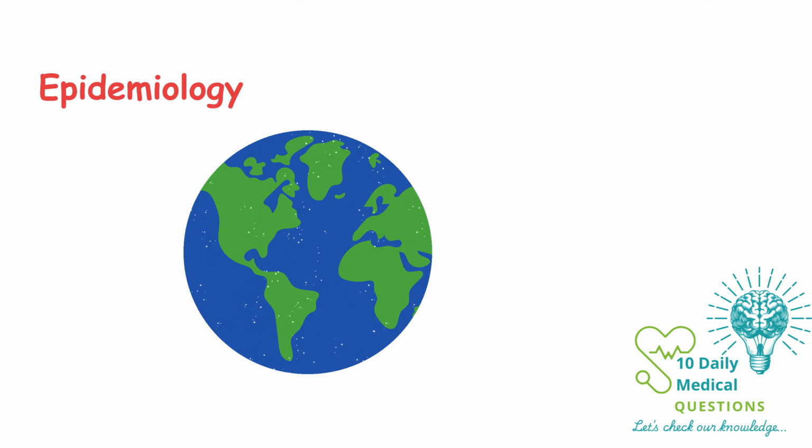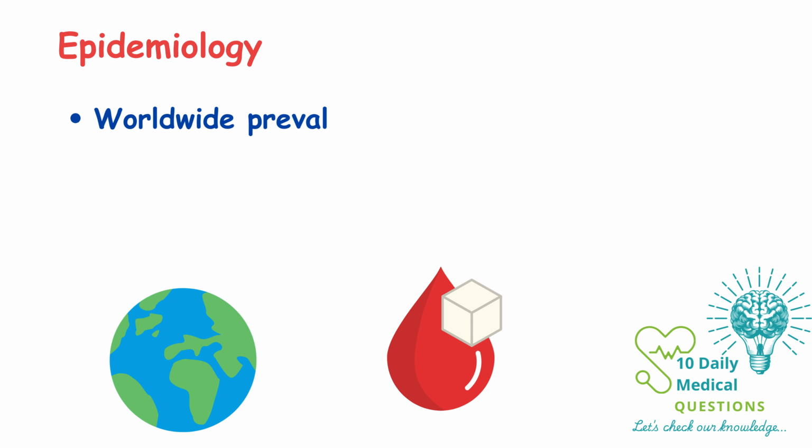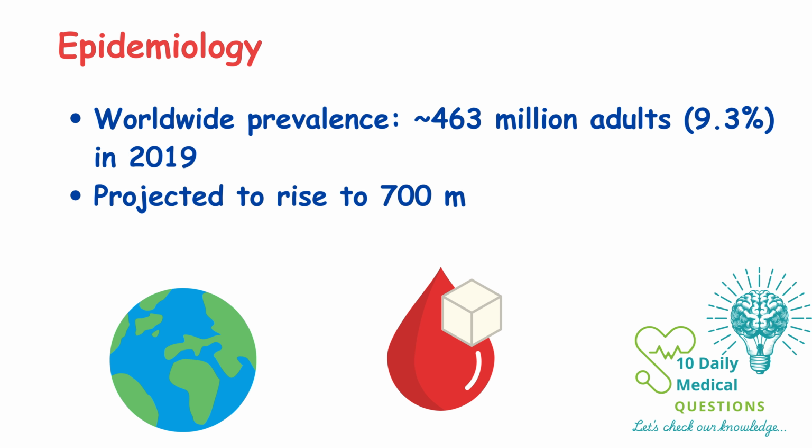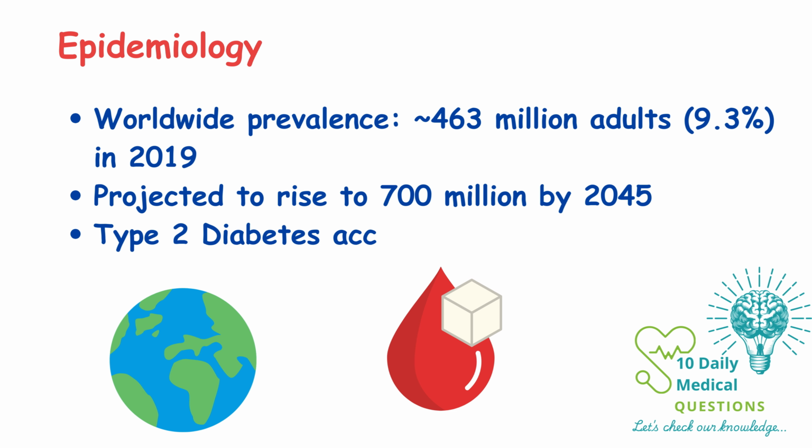Epidemiology. Globally, around 463 million adults were living with diabetes in 2019, and this number is expected to rise to 700 million by 2045. Type 2 diabetes is by far the most common, making up about 90 to 95% of all cases.